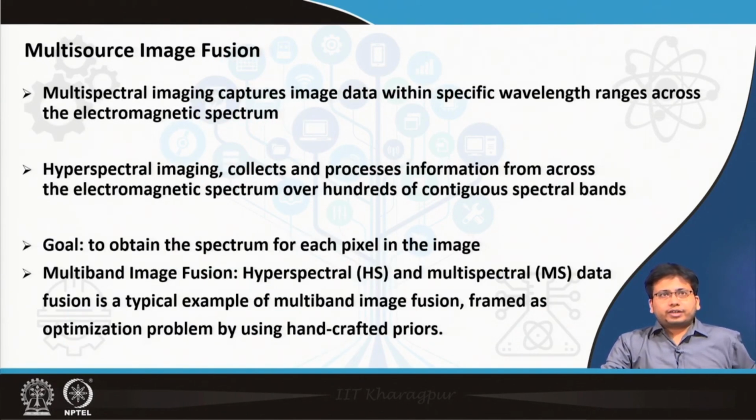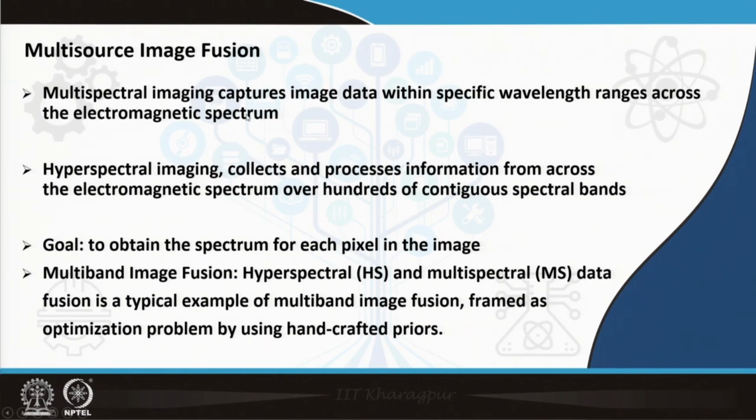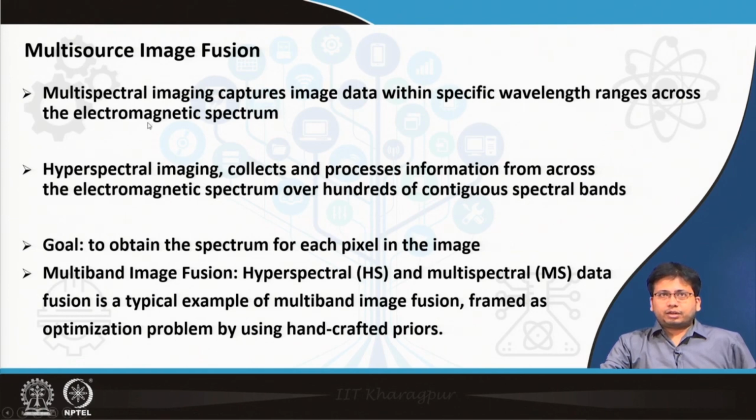So, now let us consider what are the different kinds of sources which we may want to fuse. For example, multispectral image. As discussed earlier also, a multispectral image captures image data with specific wavelengths which range across the electromagnetic spectrum. On the other hand, hyperspectral image collects and processes information within a particular spectral band, but it captures the imagery at hundreds of wavelengths within that particular band.